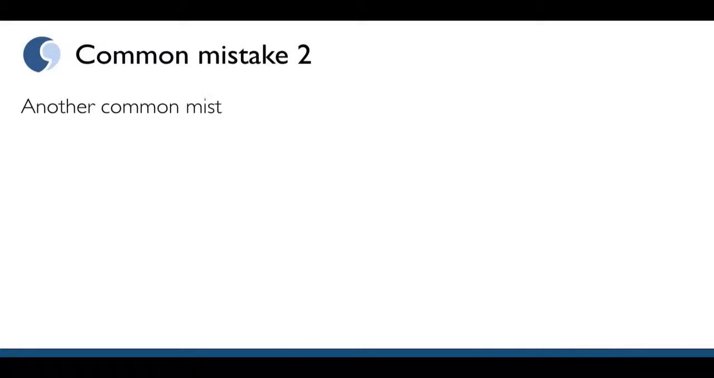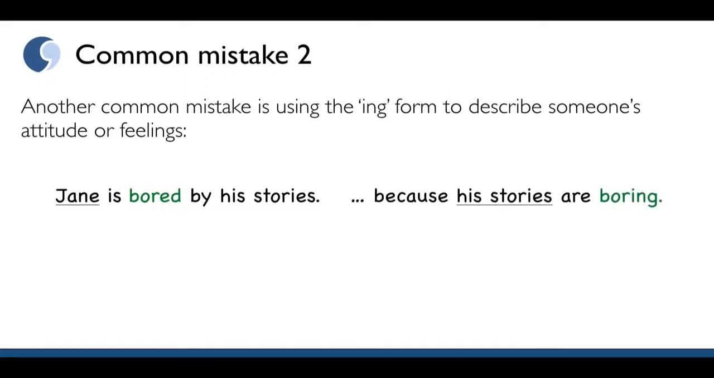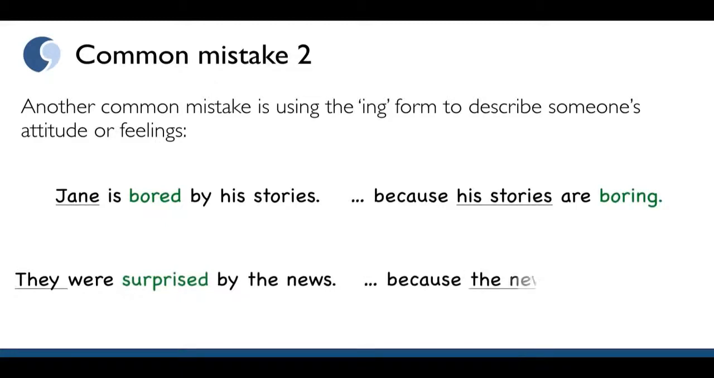Another common mistake is using the ing form to describe someone's attitude or feelings. You may hear, Jane is boring by his stories. As you now know, it should be Jane is bored by his stories, because his stories are boring. Or another example, they were surprising by the news. No, they were surprised by the news, because the news was surprising.